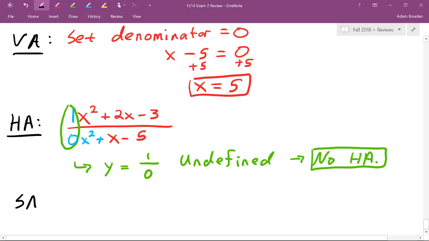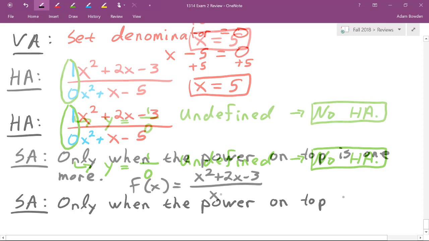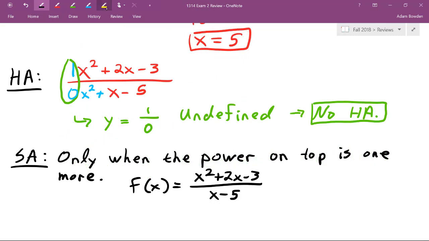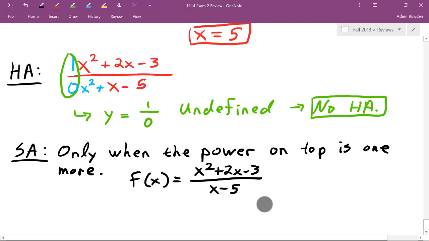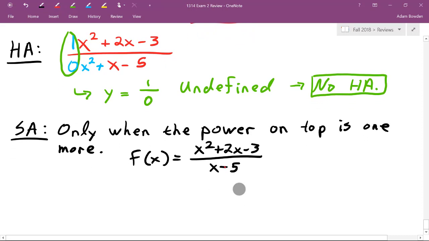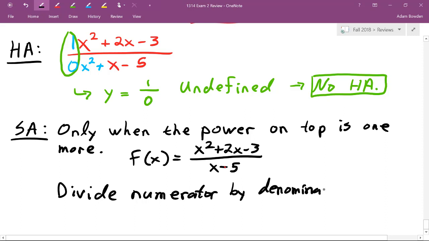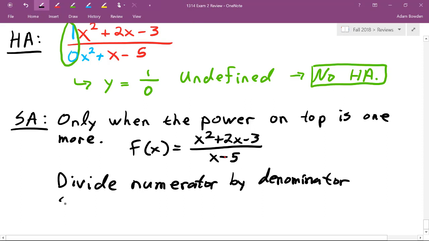Now the last kind, the slant asymptote, only happens when the power on top is 1 more. In our case, that's the situation. The power on top is a 2 versus the 1 underneath. So we have a slant asymptote. What we do is we divide numerator by denominator. And in this case, we're going to be able to use synthetic division in order to make that nice and easy.